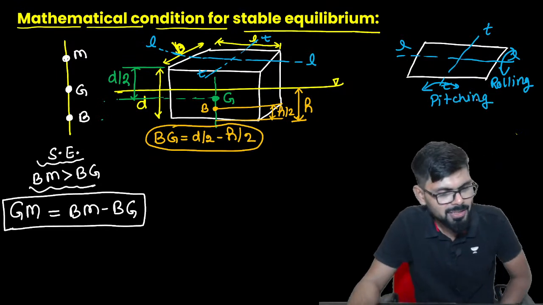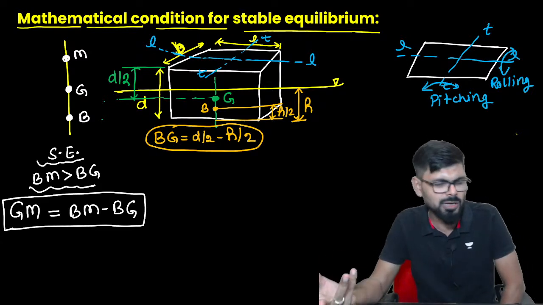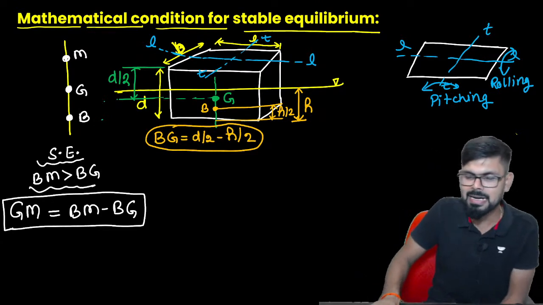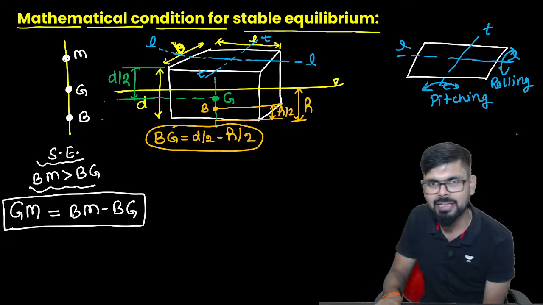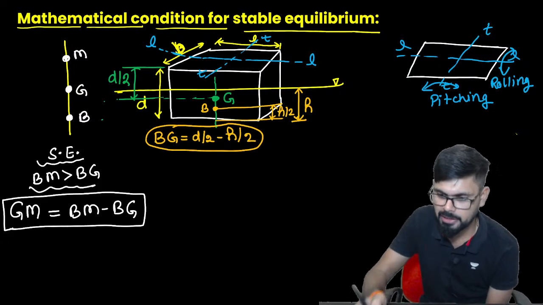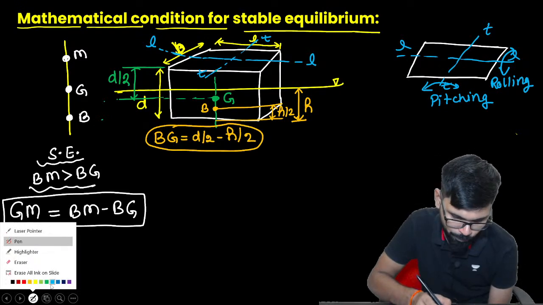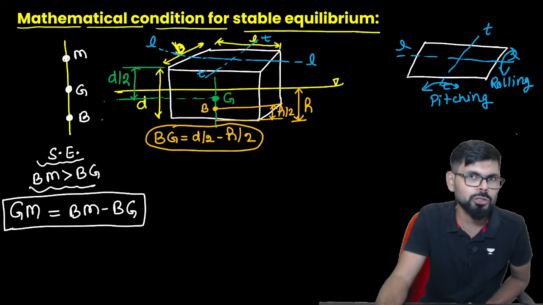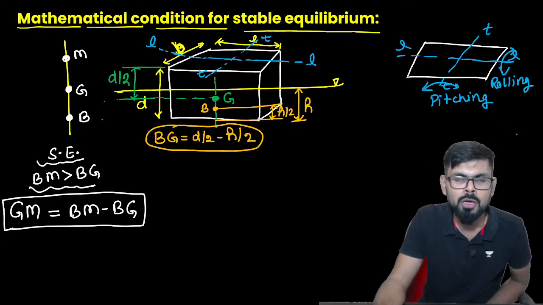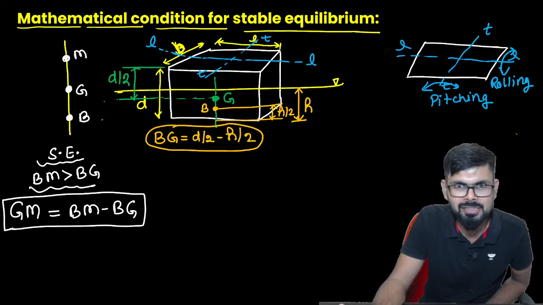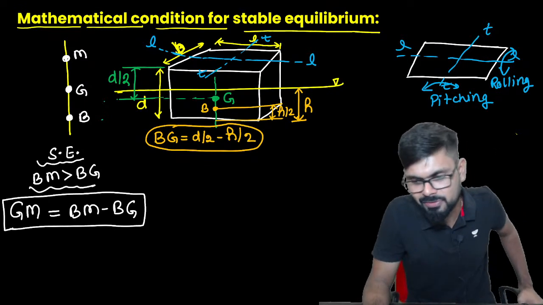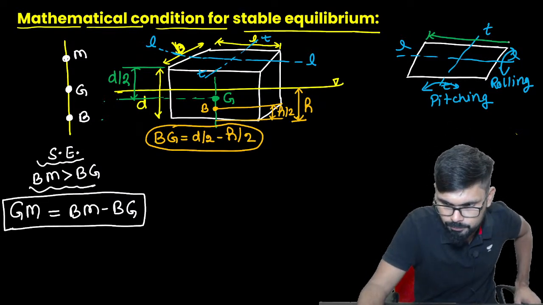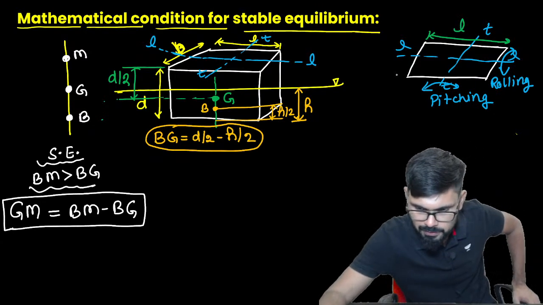Pitching. Sir, why are you saying all this? We just calculate the value of BM, no? That's it. No, actually here you need to understand that if I calculate the moment of inertia I, to calculate the I value, you need to know whether you are calculating it around the longitudinal axis or the transverse axis. For example, this value is, let's say, L, this value is B.